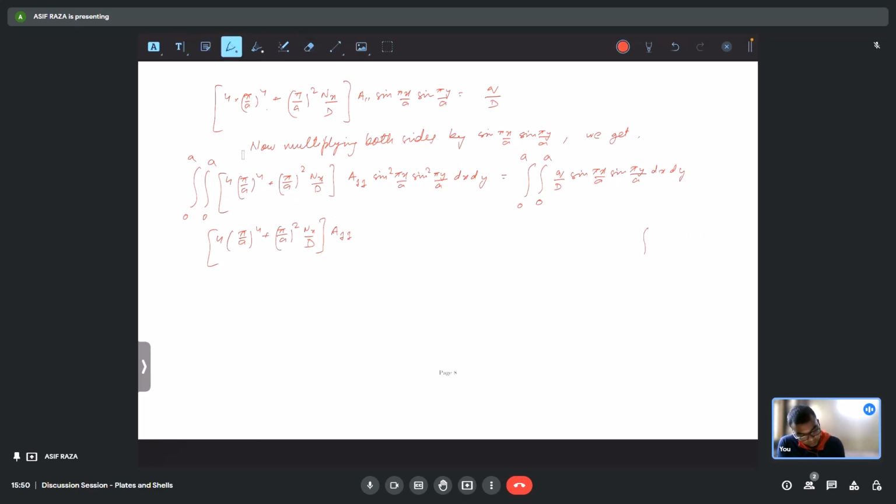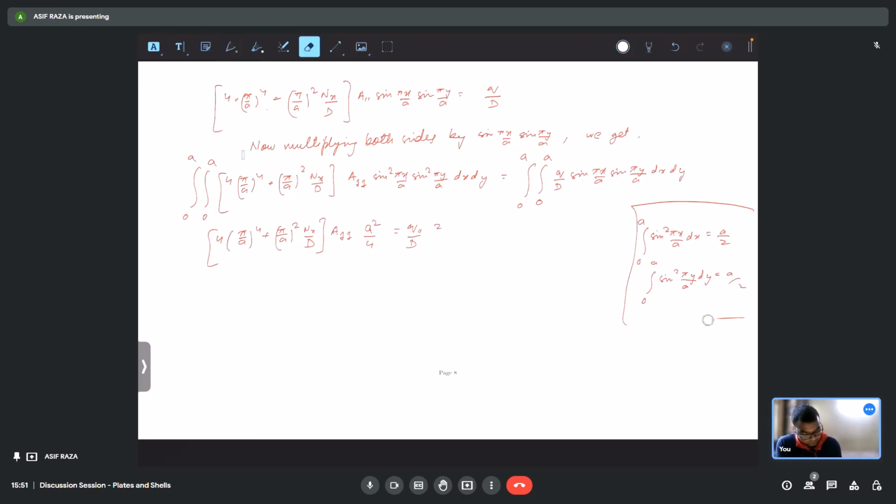So we have from 0 to a sin square pi x by a dx is equal to a by 2. Similarly, from 0 to a sin square pi y by a dy is equal to a by 2. So this would be equal to a square by 4, and we have q equal to, take q naught, sin pi x by a.